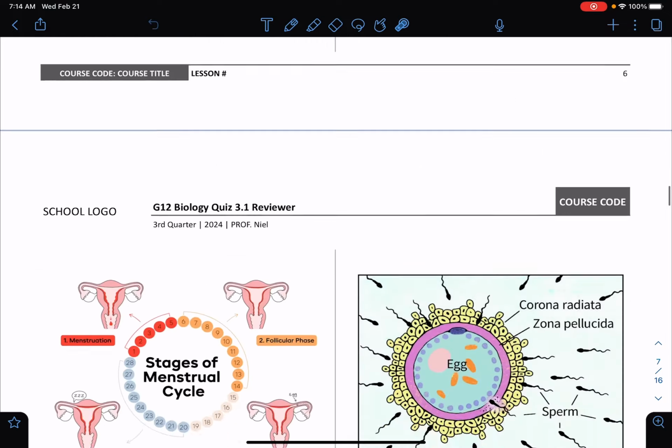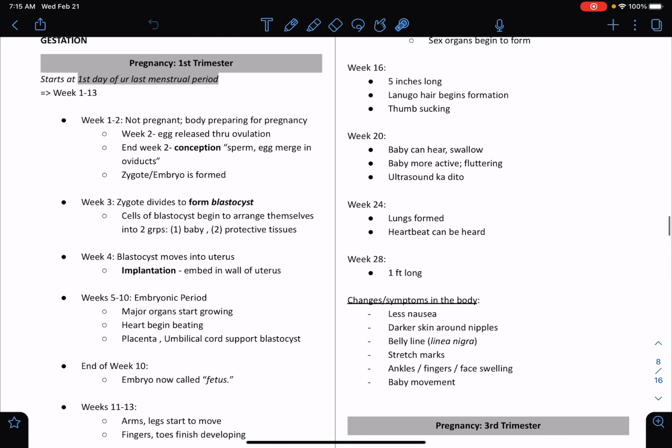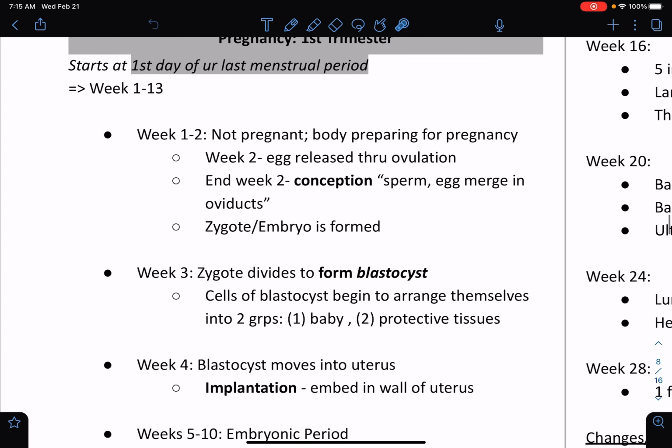Now, where are we? Okay, so for end of week 2, there is conception, meaning sperm and egg merge in the oviducts. And here, the zygote or embryo is formed. For week 3, the zygote divides to form what's called a blastocyst. The cells of a blastocyst begin to arrange themselves into two groups. So the first is going to be baby, and the second is going to be protective tissues.